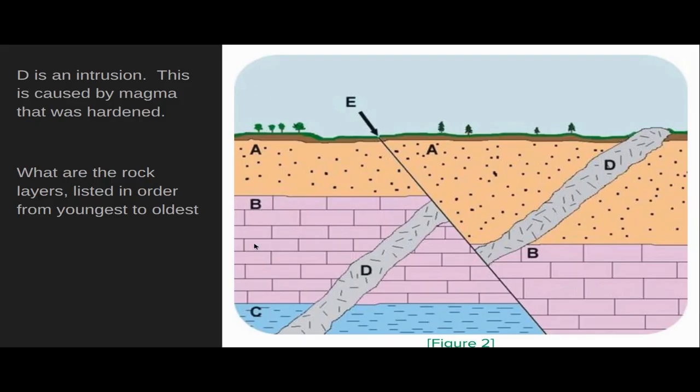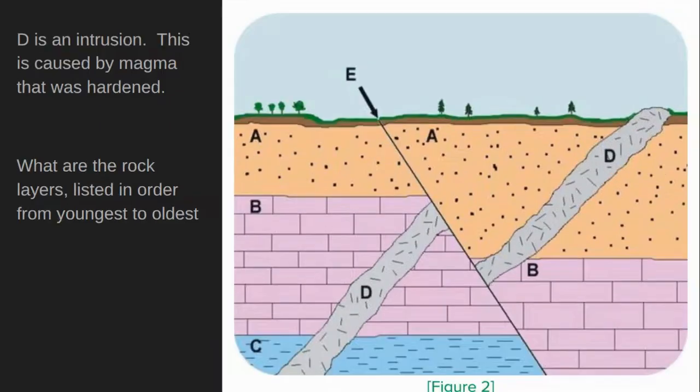So what I want you to do right now is pause this, and I want you to try to list all of the rock layers in order from youngest to oldest. Okay, so pause if you need to. I want you to have a good think about it. Keep in mind that although there is a line right there separating the two of them, this line, by the way, is a fault, most likely caused by an earthquake that took place. But everything that's A is the same type of rock. Everything that's B is the same type of rock.